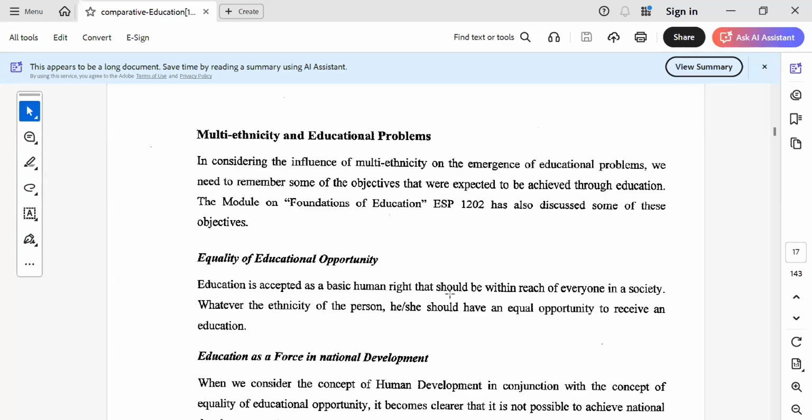So education is accepted as a basic human right in any country. So that should be within reach of everyone in society. Whatever the ethnicity of the person, he or she should have an equal opportunity to receive an education, right?